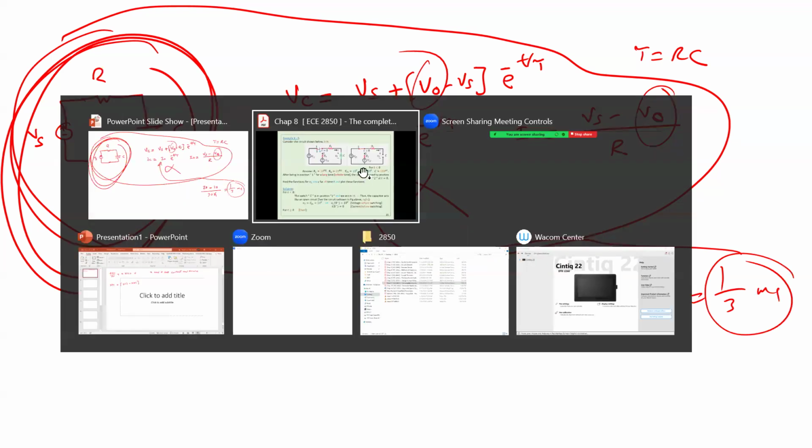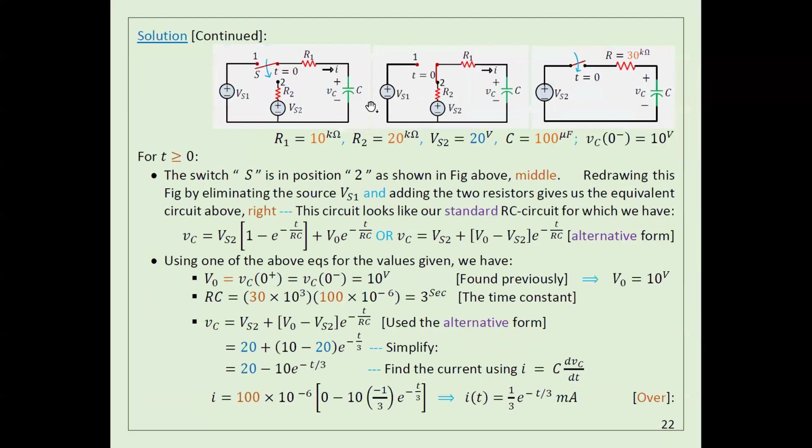So now I know the voltage, and I was able to calculate the voltage across the capacitor. I know the voltage here, and I know the current. This is the equation of the current, this is the equation of the voltage. Is that difficult?